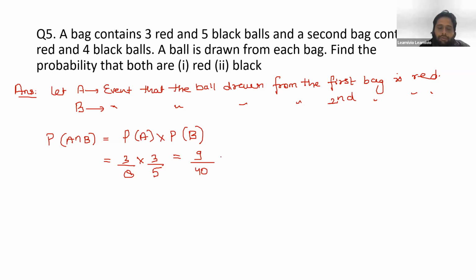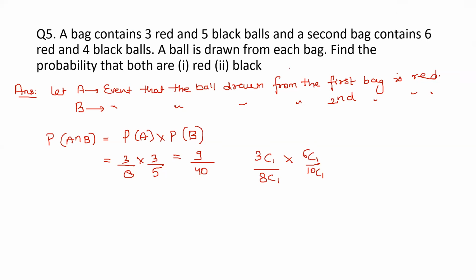Umir, I told you in the first class that whenever you are selecting something, use combination. For example, here you are selecting red balls. So 3C1 by 8C1 into, what is next? 6C1 by 10C1. Okay, you did. Then it's good. Very, very good. Umir, please share the second one then.